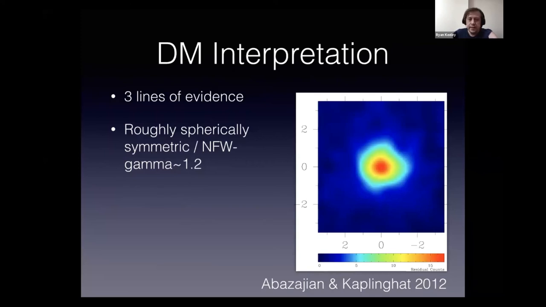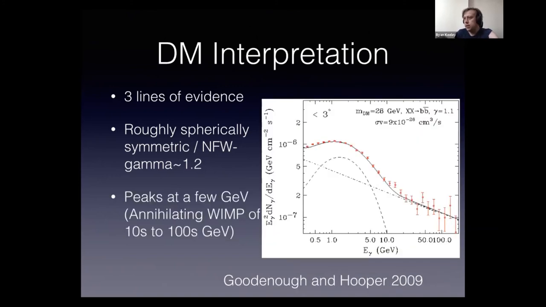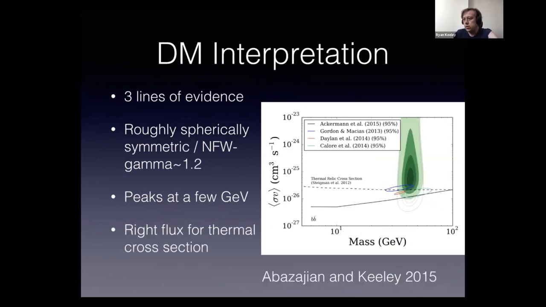The first is that the data is roughly spherical, or consistent with a spherical NFW squared profile with an inner slope gamma of about 1.2. More precisely, when you add in a spherical NFW squared template, it's preferred over no additional templates. Further, the data peak at a few GeV, which is where the spectrum of dark matter annihilating through, say, b quarks would peak for dark matter masses around 10 to 100 GeV. And finally, the flux of the signal would be consistent with the cross-section needed for WIMPs to thermally produce the observed amount of dark matter, the thermal relic cross-section.